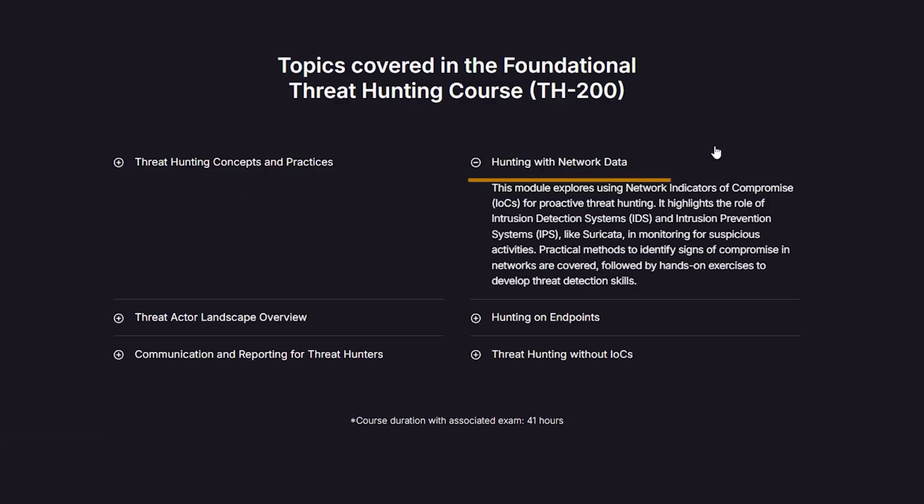The fourth section is where things start to get more tactical and into the specifics of how to hunt. And this one is about hunting with network data. This module starts by breaking down what network indicators are and why they matter for threat hunting, and then goes into different aspects of threat hunting in networks and various things to consider.